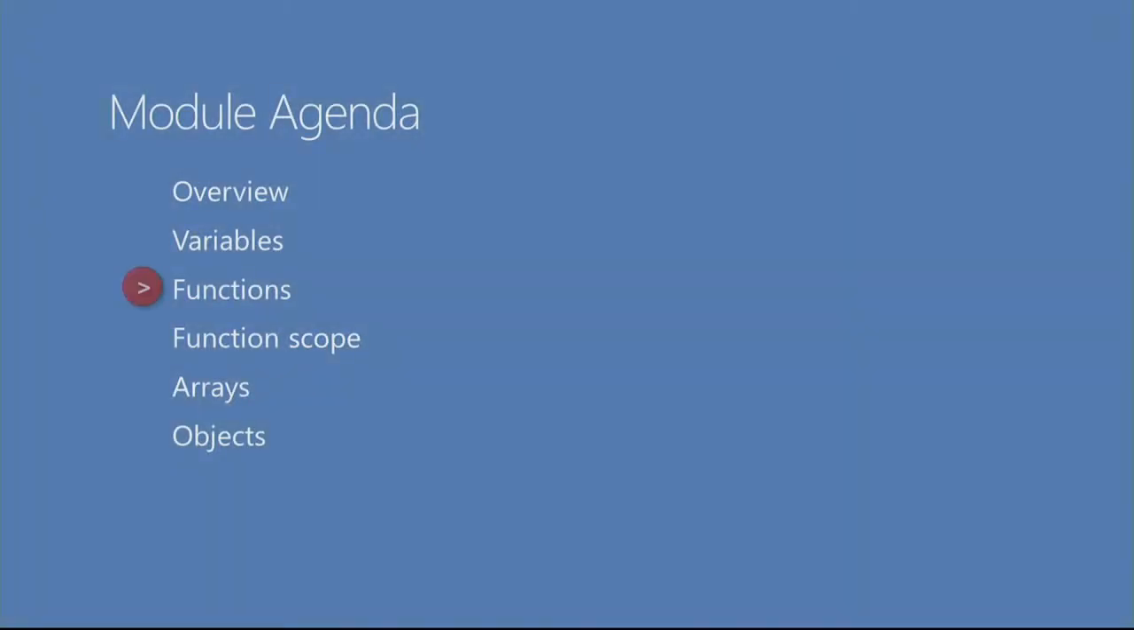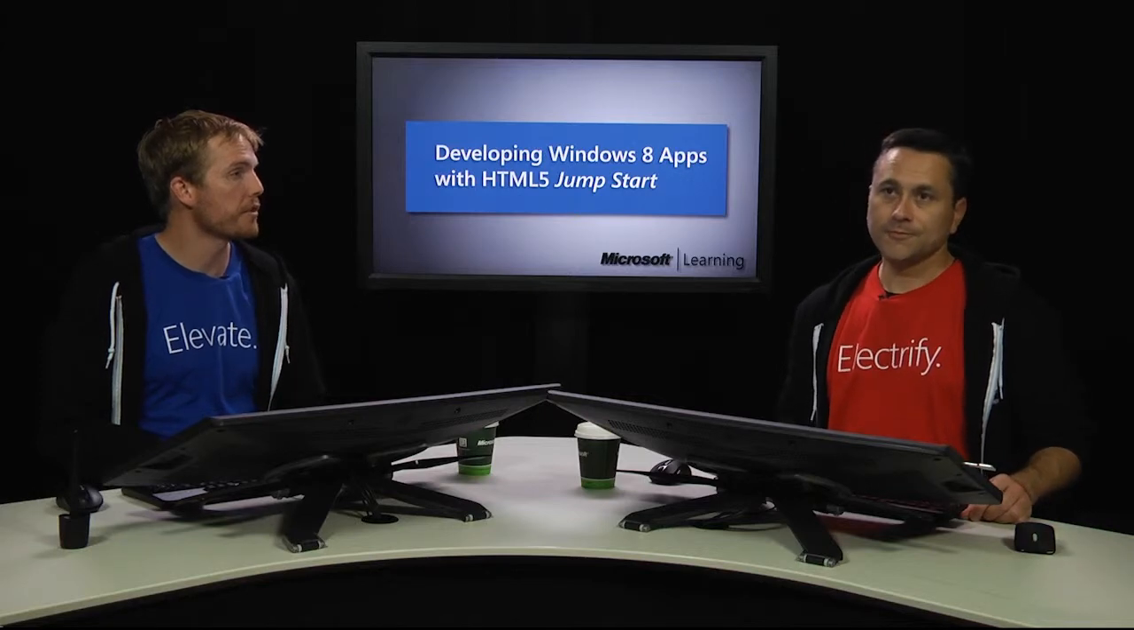Now, beyond variables, we're going to get into functions, which of course are objects, and so they can be stored in variables. But functions have really interesting behavior in JavaScript. And so I'm going to go ahead and turn the floor over to Michael, and he's going to tell you about functions and function scope.